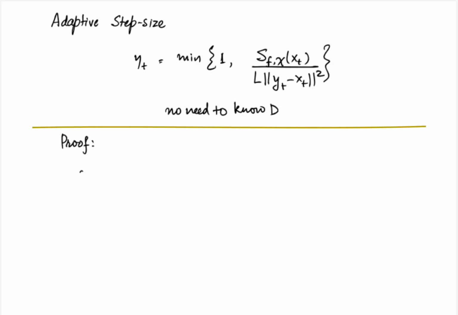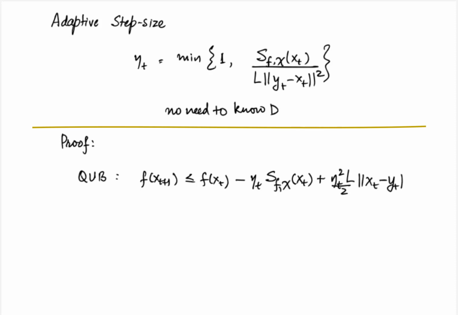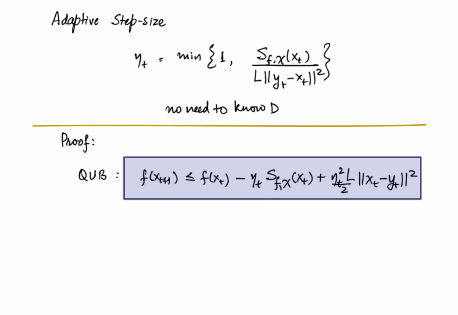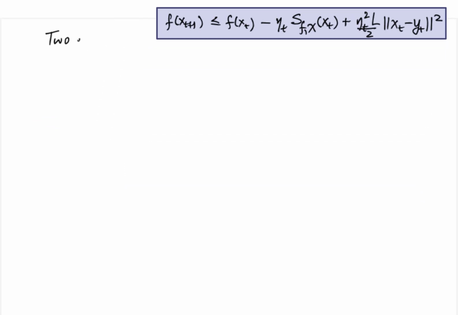We start the proof in the same way. That is, we write down the quadratic upper bound for xt and xt plus 1 and make relevant substitutions so as to obtain f of xt plus 1 less than or equal to f of xt minus eta t s of xt plus eta t square L by 2 into norm square of yt minus xt. So this is the inequality that we had earlier in the section as well. Now instead of bounding the last term, we consider two possibilities corresponding to the choice of eta t. So let us consider the two cases.